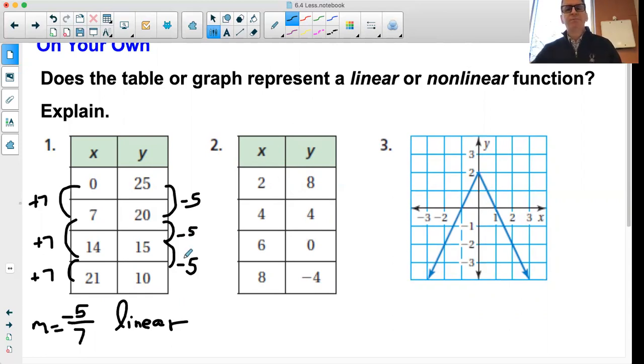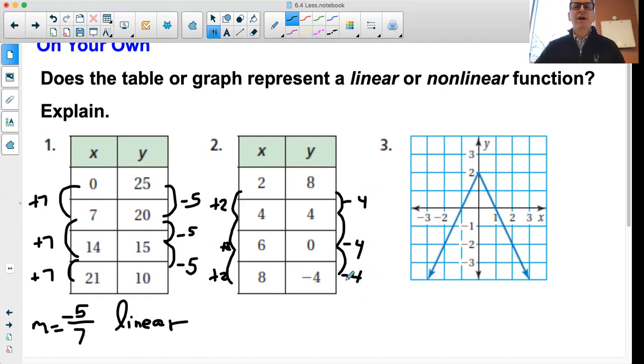Number 2. 2 goes to 4 by adding 2. 4 goes to 6 by adding 2. 6 goes to 8 by adding 2. That looks awesome. Okay. 8 goes to 4 by subtracting 4. 4 goes to 0 by subtracting 4. 0 goes to -4 by subtracting 4. So again, in this case, you have a constant rate of change. So as x increases by 2, y decreases by 4. So this is considered linear.